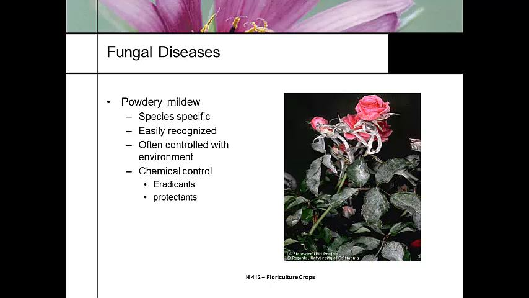Powdery mildew is one of those diseases that we can control with climate. The easiest way to control powdery mildew in a rose house is, as the sun goes down, open the vents and turn the heat on. So we're lowering the humidity in our greenhouse.